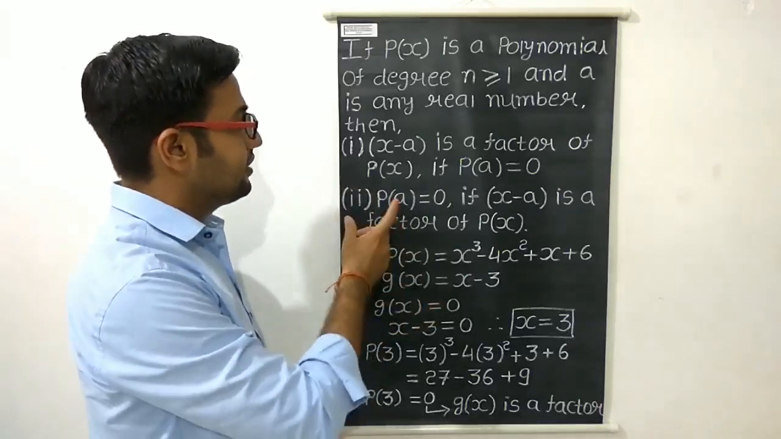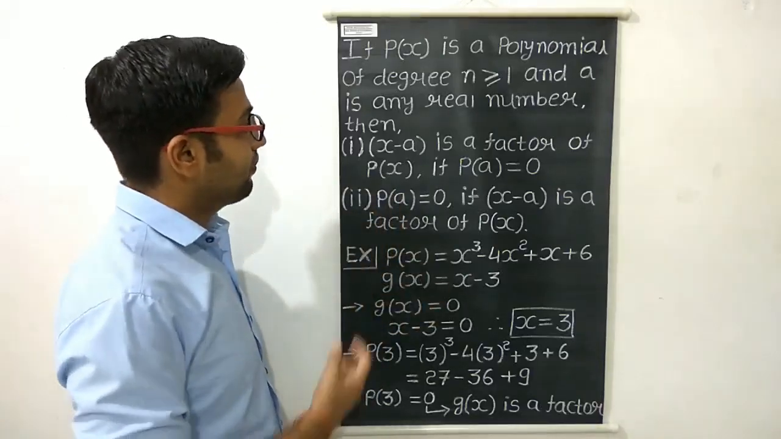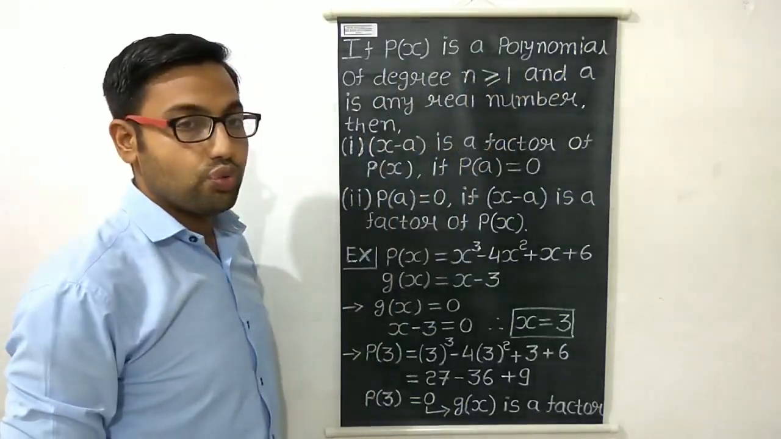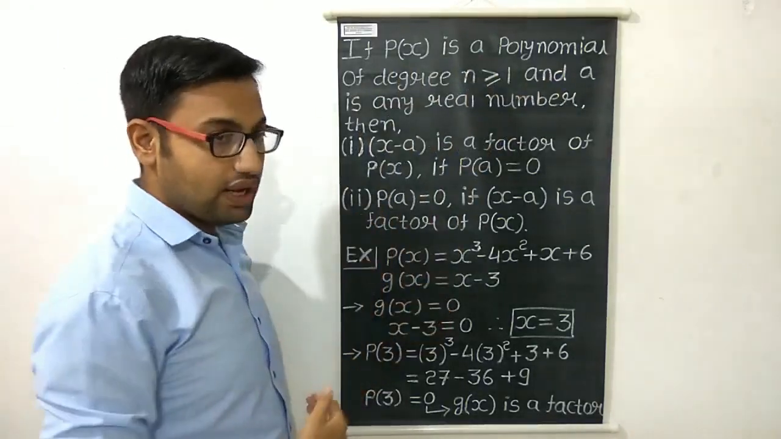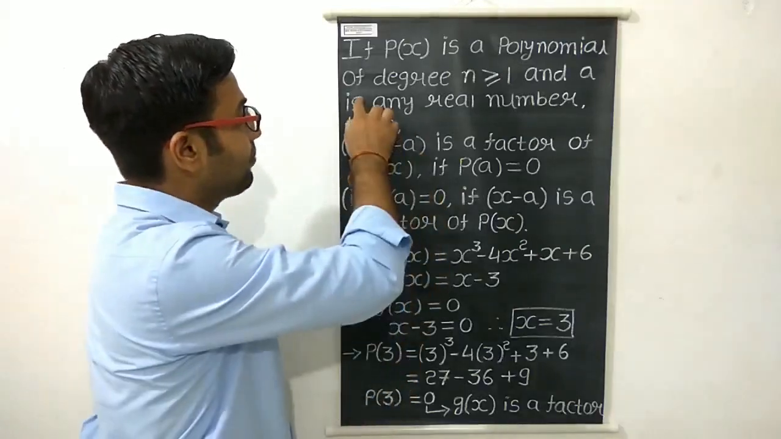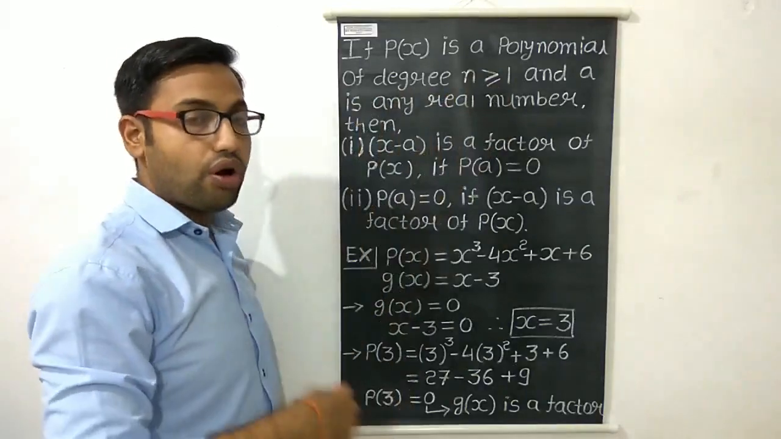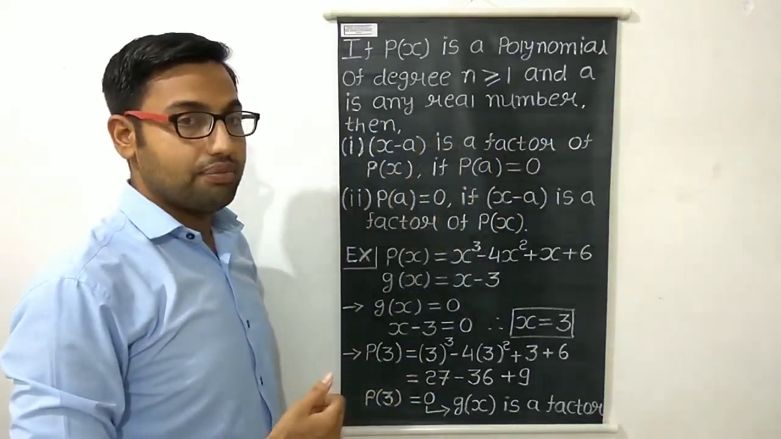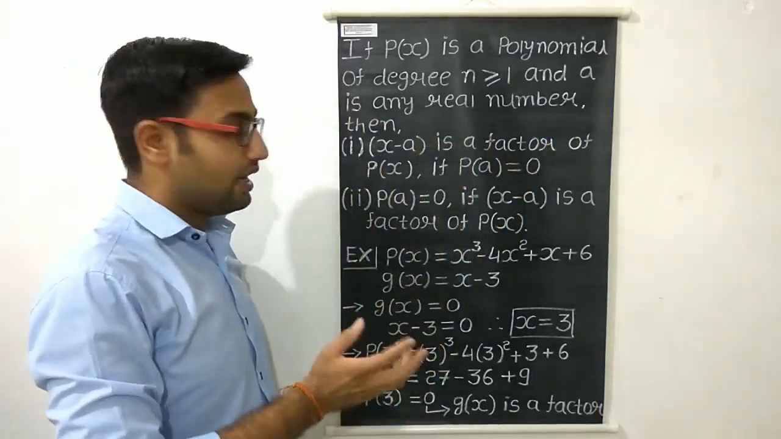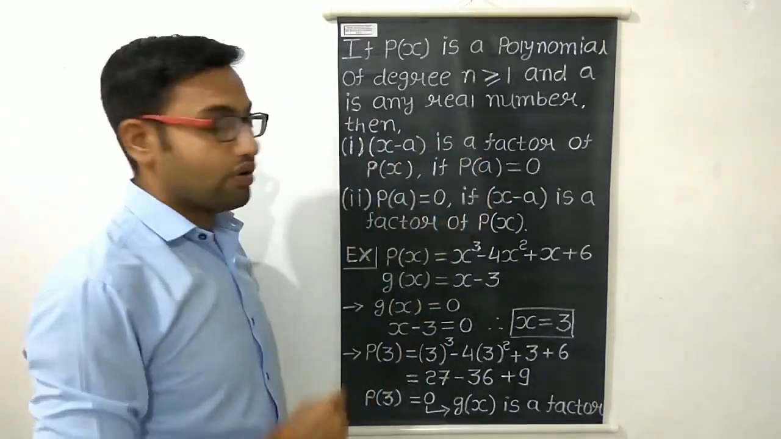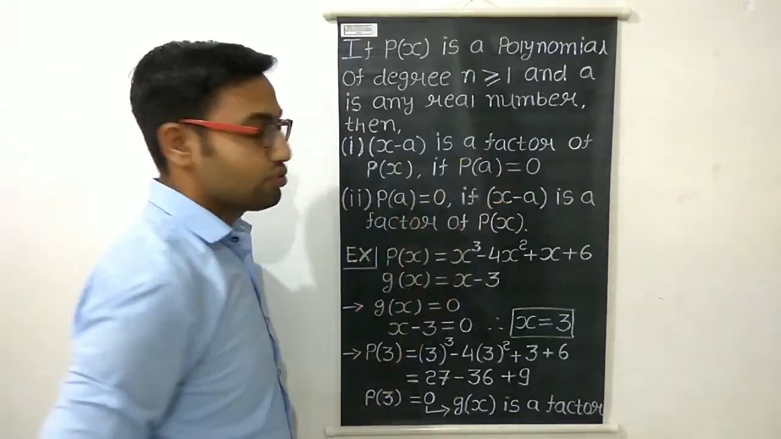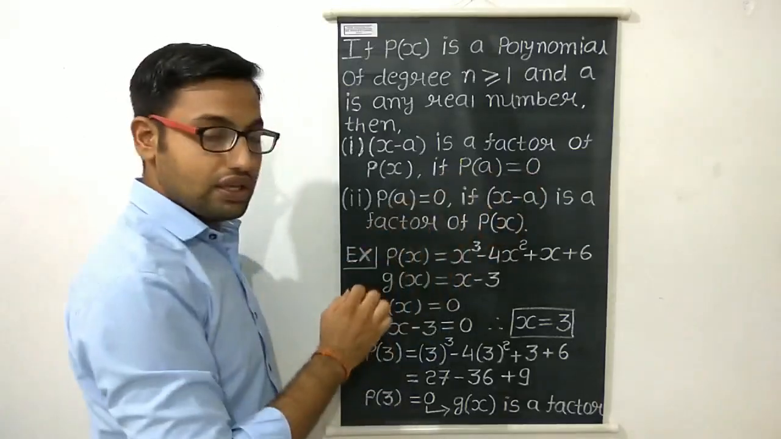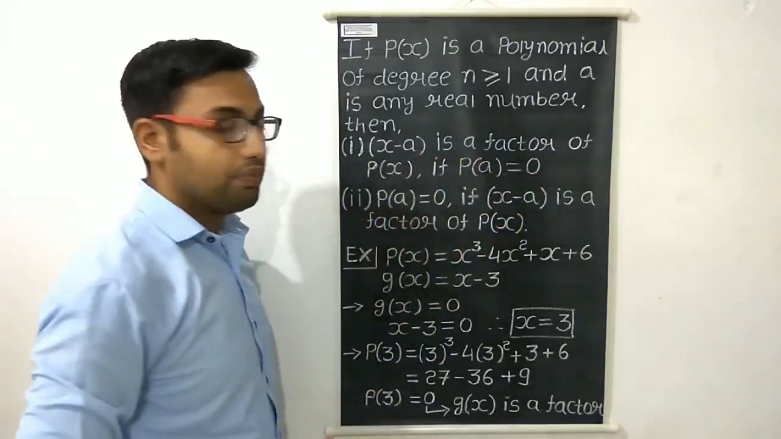So let us understand this thing again by taking an example. But first of all, see here, what we have given is p of x is a polynomial of degree n greater than or equal to 1. That means the polynomial that we have to take as a dividend polynomial must have a degree either 1 or more than 1. And a is any real number. A is a real number, that means a may be a rational number or irrational number, any number. Then x minus a is a factor of p of x if p of a is equal to 0. This means if we get the remainder equal to 0, then x minus a becomes a factor of p of x.